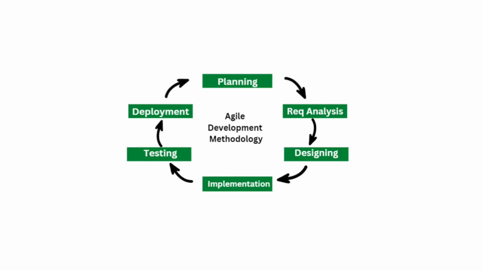Next, the diagram of Agile development methodology. In the first phase, the planning phase, the team writes user stories like: as a user, I want to count steps; as a user, I want to track calories. For example, this is exactly how apps like Strava are built.